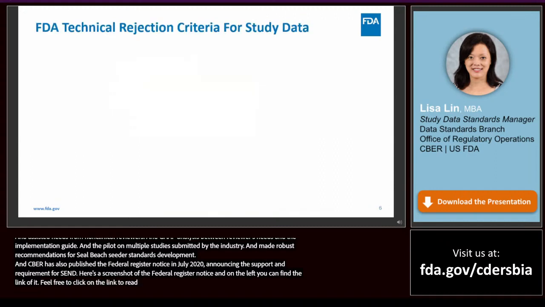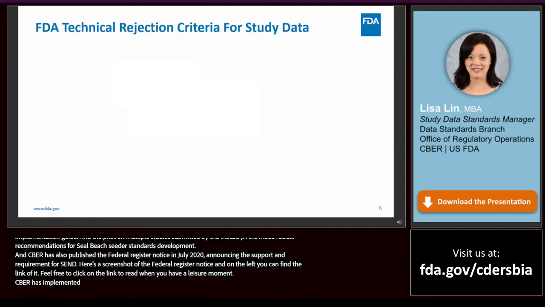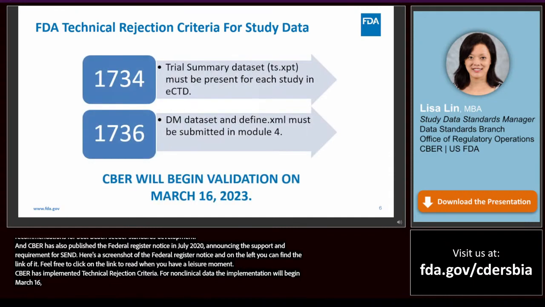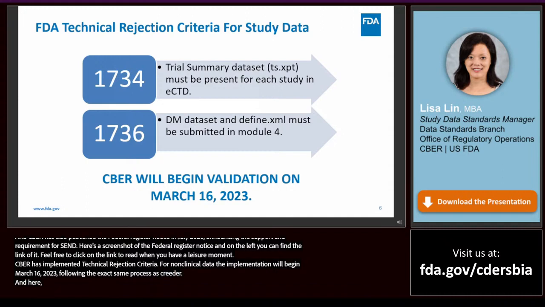As you know, CBER has implemented technical rejection criteria for clinical data. But for non-clinical data, the implementation will begin March 16, 2023, following the exact same process as CDER. Technical rejection criteria requests sponsors to submit TS.XPT, either simplified or full SAND data, for all the non-clinical data submissions, if the submission includes study report. Otherwise, sponsors would get error 1734.